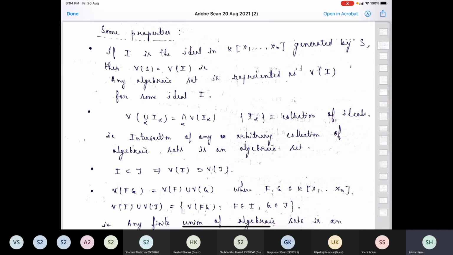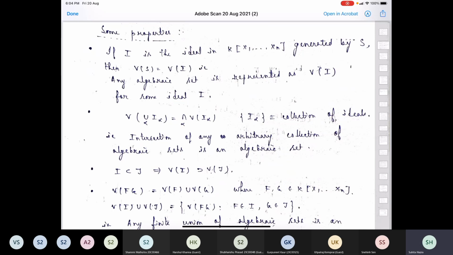So a very interesting property: if I is an ideal in K[X1, ..., Xn] generated by S, then V(S) is nothing but V(I). So if we have a generating set for an ideal, the common zeros of that ideal are the same as those of the set of polynomials. So any algebraic set is represented as V(I) for some ideal I. So for any algebraic set, we get an ideal. It's a very interesting property.